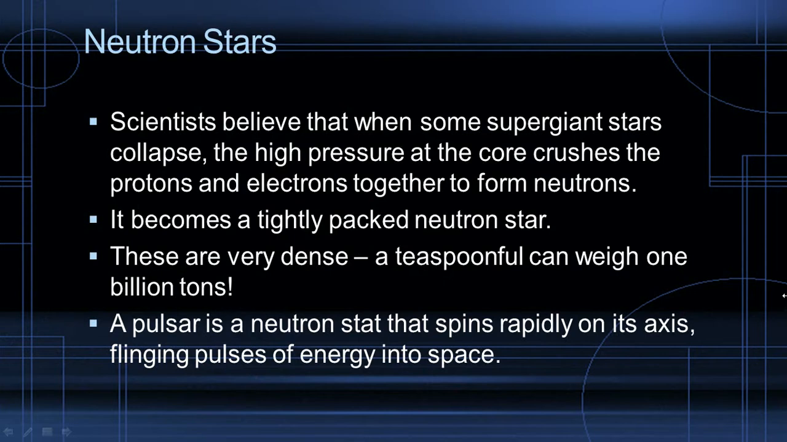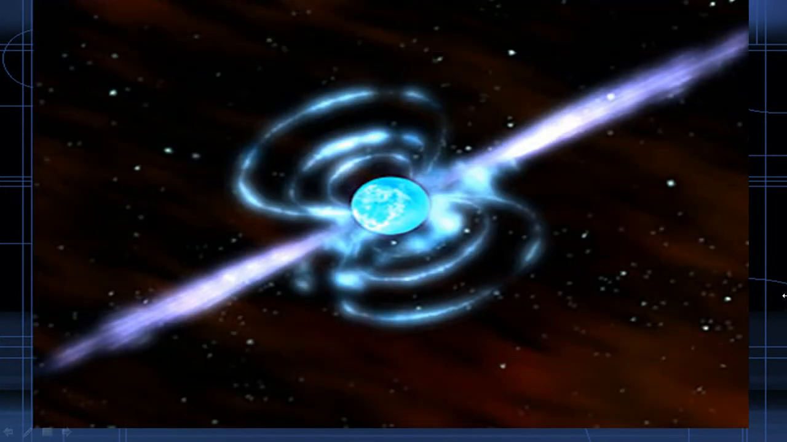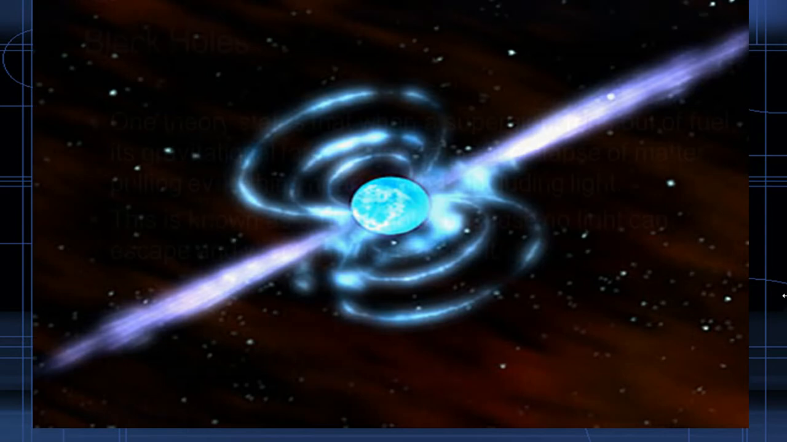So it becomes, with this theory, a tightly packed neutron star. Very dense. It would weigh a lot, so a teaspoonful could weigh 1 billion tons, according to this theory. So that's interesting. That would be our neutron star. Then we have a pulsar, which is a neutron star that spins rapidly on its axis, flinging out these pulses of energy into space, flinging out some of that plasma into space. This is an artist's rendition of what that pulsar might look like. It's flinging that plasma out like that. Okay, so very, very densely packed. Probably used to be a giant, supergiant.